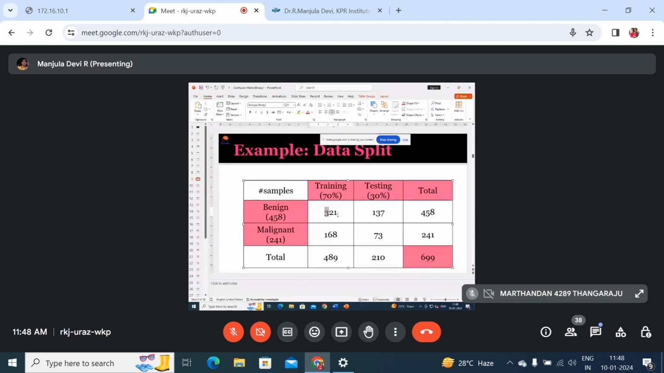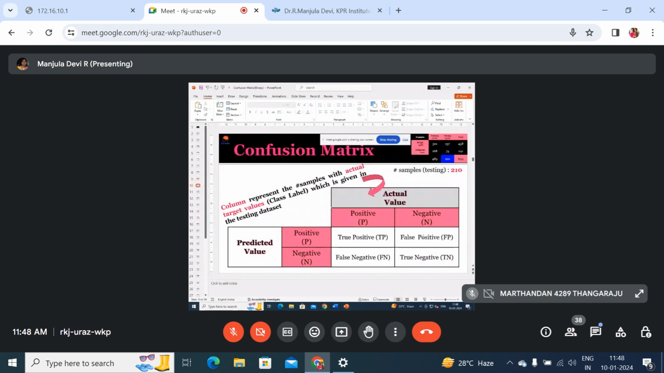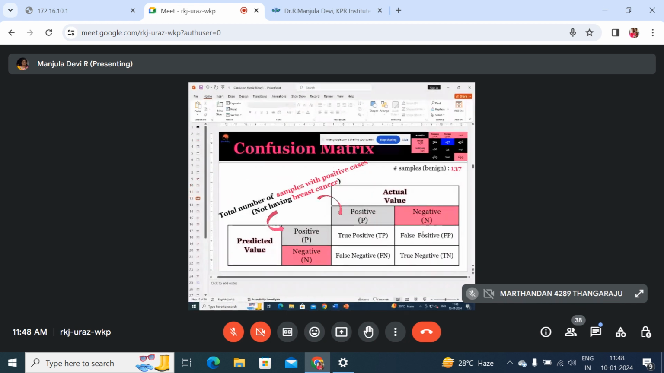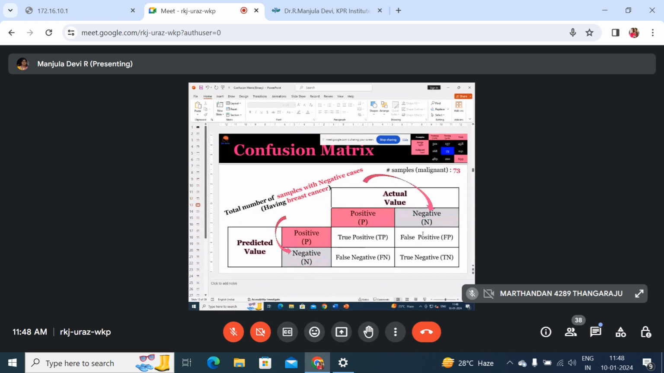Among this, the benign class in training contains 321 and the malignant class contains 168. Totally 489 samples are there in training. And in testing 210, out of 210, 139 samples belong to benign and 73 belong to the malignant class. So totally 458 benign and 241 malignant. Keeping this in mind, I'm going to fill in this confusion matrix.